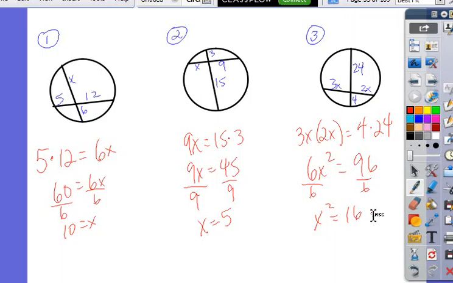So how do I undo when something's squared? I do the square root. So what is the square root of 16? 4. We're not dividing by 2, we're taking the square root.